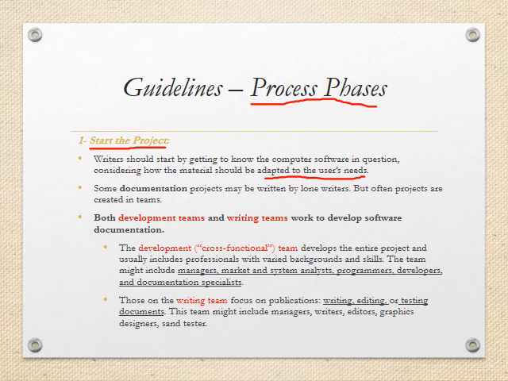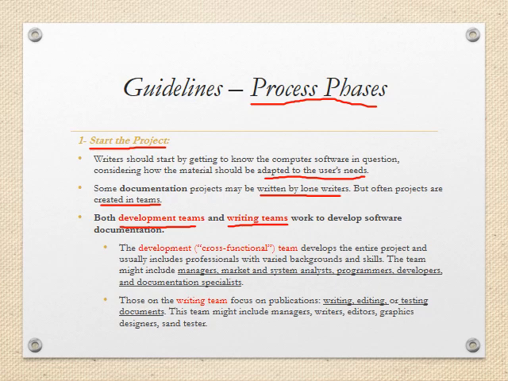We have two types of documentation. Some documentation projects may be written by lone writers, but often projects are created in teams. So here we have two types of documentation: either there's one single writer who writes the whole document, or there is a team of writers and editors who develop a document. Both the development teams and the writing teams work to develop software documentation.